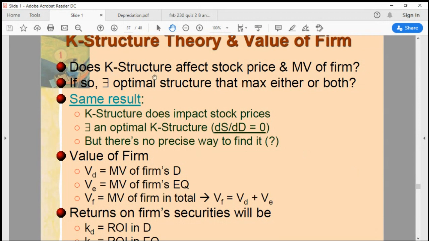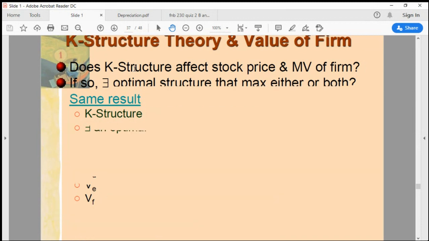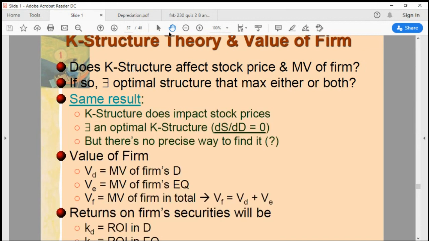So does the capital structure affect the stock price and market value of the firm? Well, yes, of course. We've seen that capital structure affects stock price, right? And the market value, or market capitalization. Market capitalization is only the equity part. So market value of a firm is both the equity and debt part.